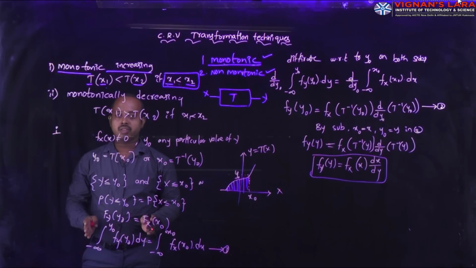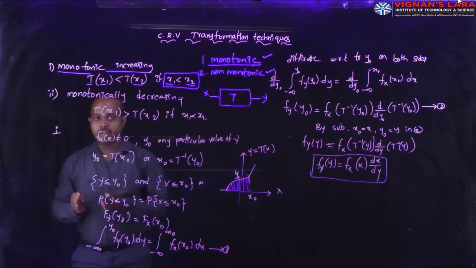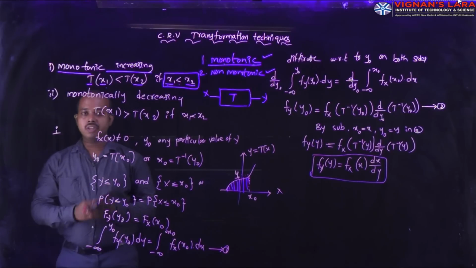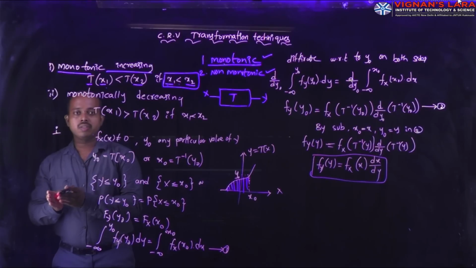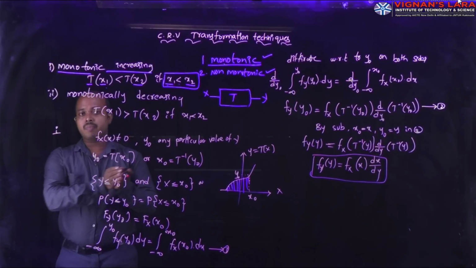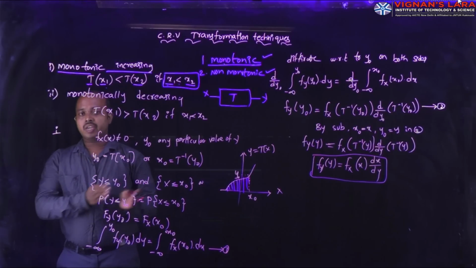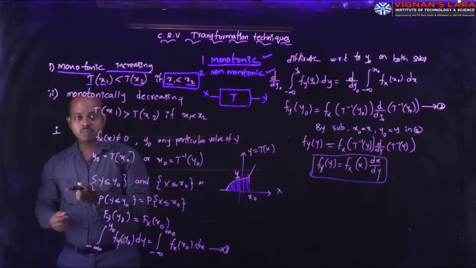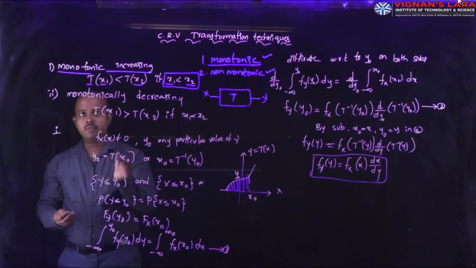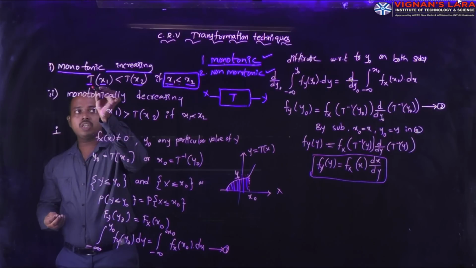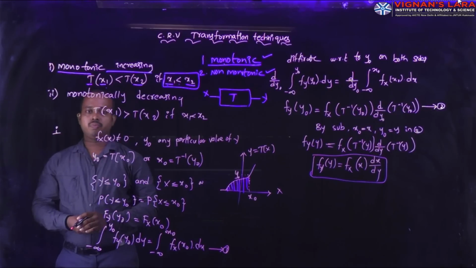Monotonically increasing means we take a sequence of elements, and in this sequence the first element is lesser than the second element. We represent the same comparison in terms of the transformation. The only difference is that we keep the transformation values.